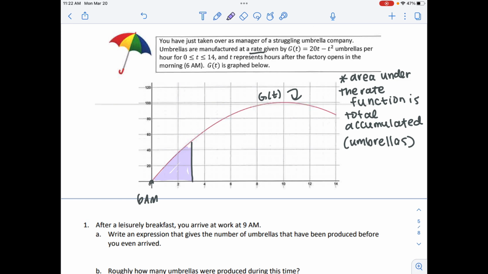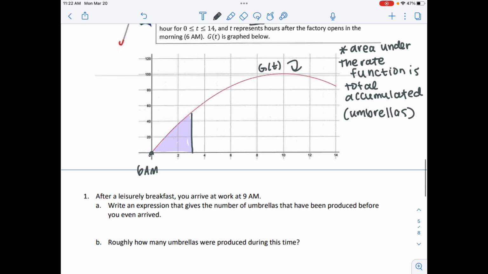So we want to find the area under the curve from 0 to 3, because that would tell us the amount of umbrellas that were accumulated from 6 a.m. to 9 a.m. And an exact area under the curve is represented by an integral. And so I'm going to put 0 here because that's the time they started making umbrellas, and then 3 because that's what's equivalent to 9 a.m. So those are our bounds. And then I'm going to put g of t dt. It just wants me to set up this expression. It didn't ask me to find it. So this is our expression right here. That represents the area under the curve from 0 to 3.